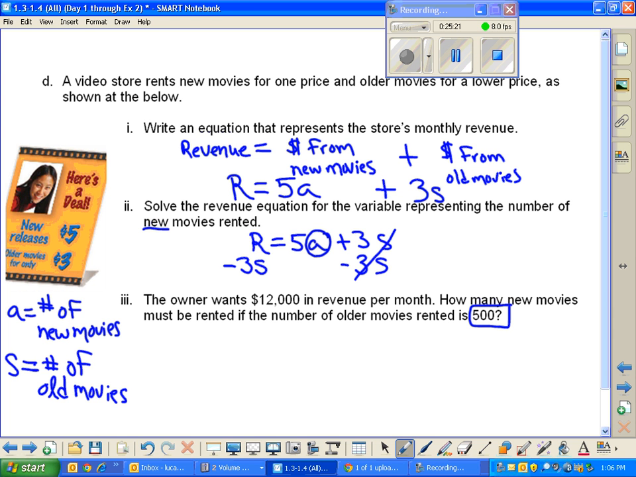So we now balance the equation, right? On the left side, you have R minus 3S. Billy, what do you have left on the right side? 5A.